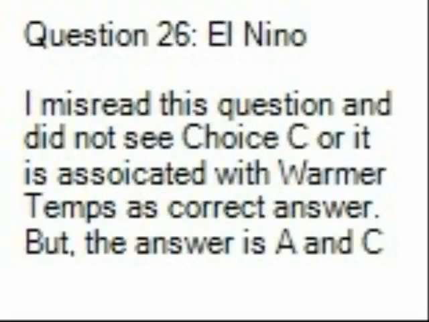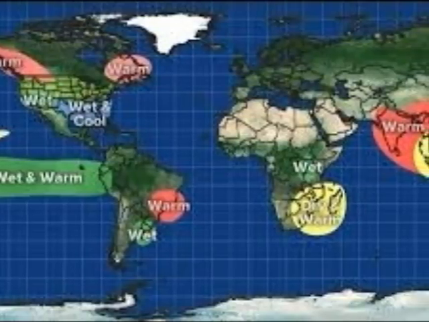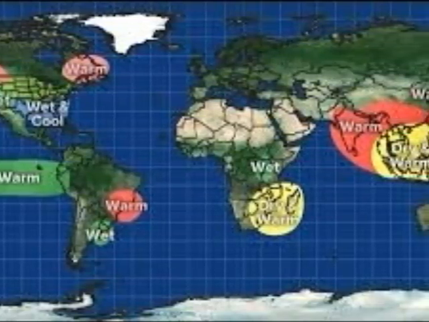Question 26 was about El Nino. I misread the question and the answer choices when answering this for the first time. I did not see choice C, which said it was associated with warmer ocean temperatures. But I knew that choice A was correct. I totally did not see choice C. So the correct answer is E, A and C. This picture here demonstrates what a typical El Nino year would look like.